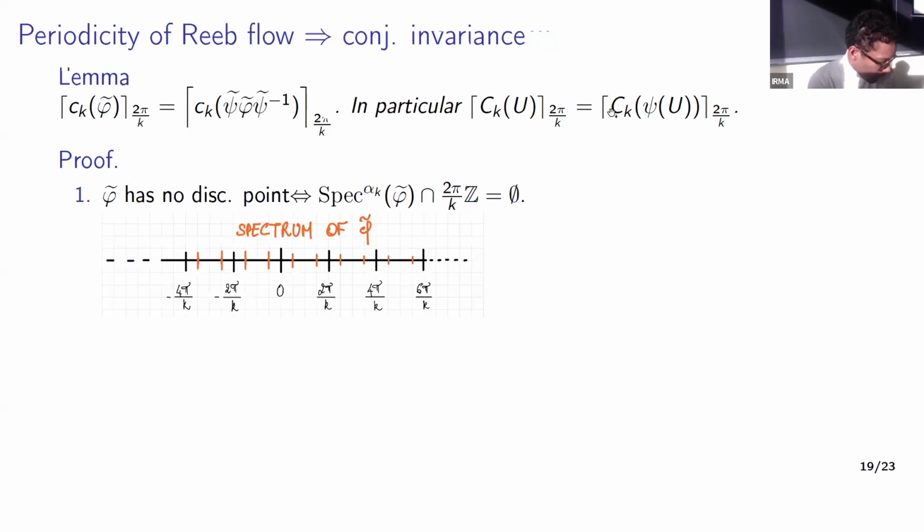And why do I say that this really uses the periodicity of the Reeb flow? It's because the periodicity of the Reeb flow allows us to make a very strong link between having a discriminant point and the spectrum, which is not the case usually. Usually I don't even know if you can read from the spectrum whether a contactomorphism has a discriminant point or not. But when the Reeb flow is periodic, there is a dictionary between having discriminant points and the spectrum. So I want to prove the lemma that the 2 pi over k integer part of the spectral selectors is conjugation invariant.